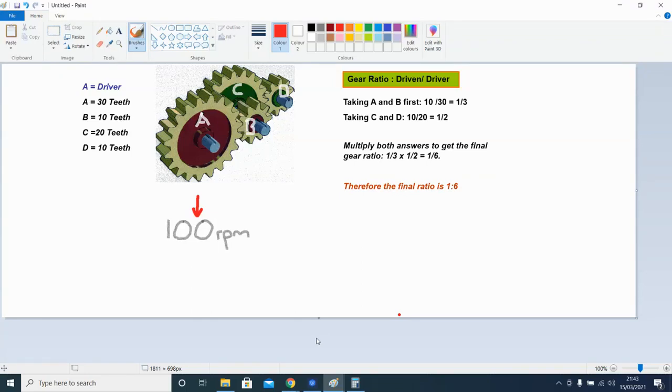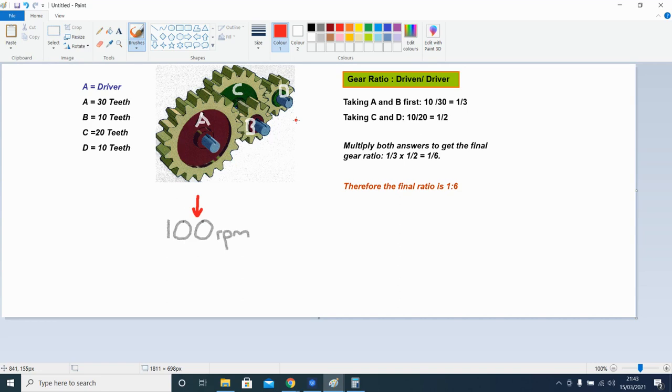Compound gears. Compound gears are gears that have the same axle or the same shaft. So C and B are the compound gears here, and that's why we call it a compound gear system. And sometimes we're asked to work out the ratio of the system, and you might be asked to work out the speed too, if given one of the speeds.